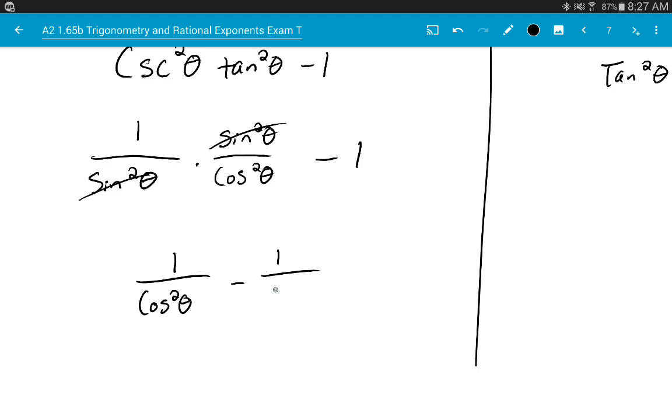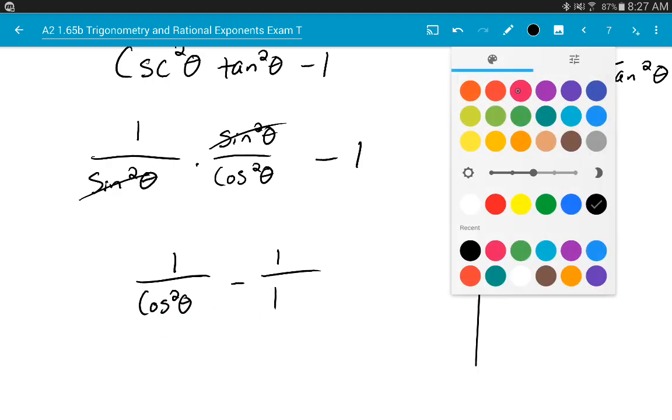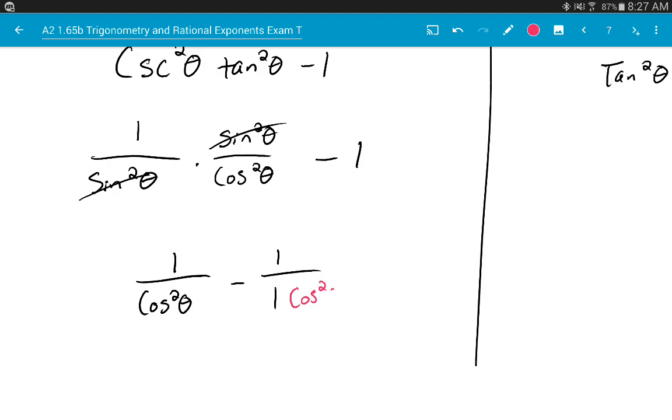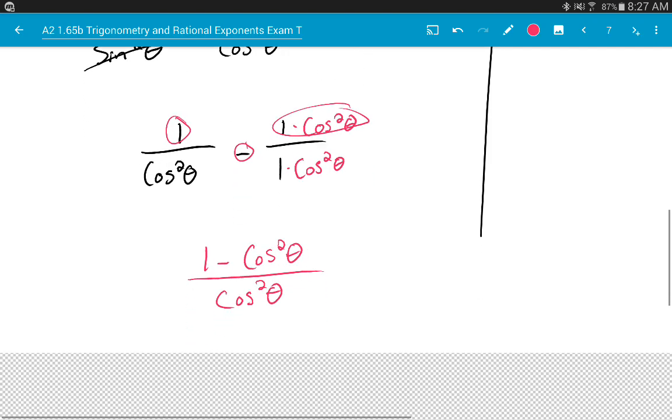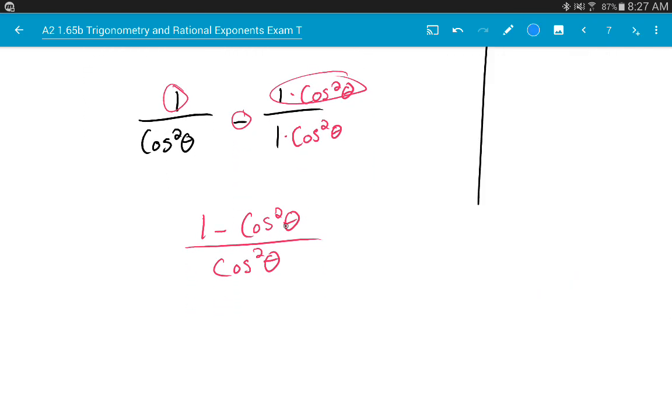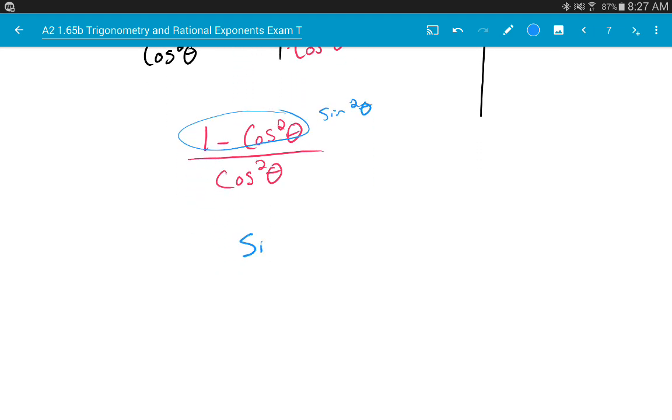Now this is 1 over 1. I can't add or subtract these unless they have like denominators, so same move as before. Multiply by cos squared theta on both the top and the bottom. I can smush these together, 1 minus cos squared over cos squared. The same exact identity I did a minute ago, 1 minus cos squared is sine squared theta. So I get sine squared theta over cos squared theta, which is the definition of tan squared theta.